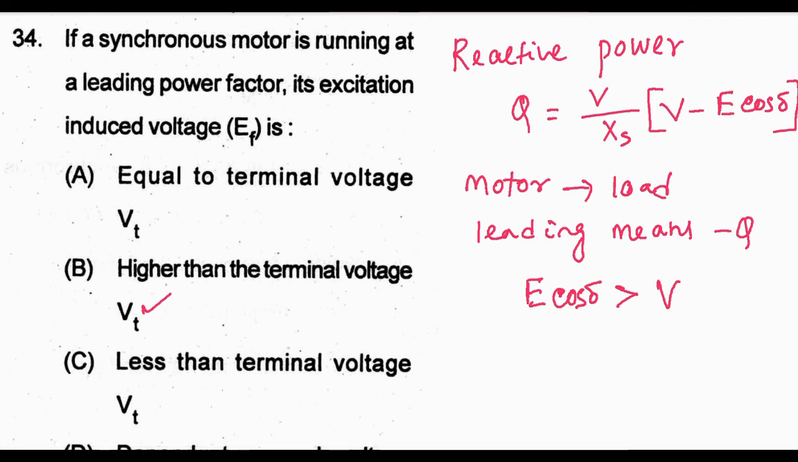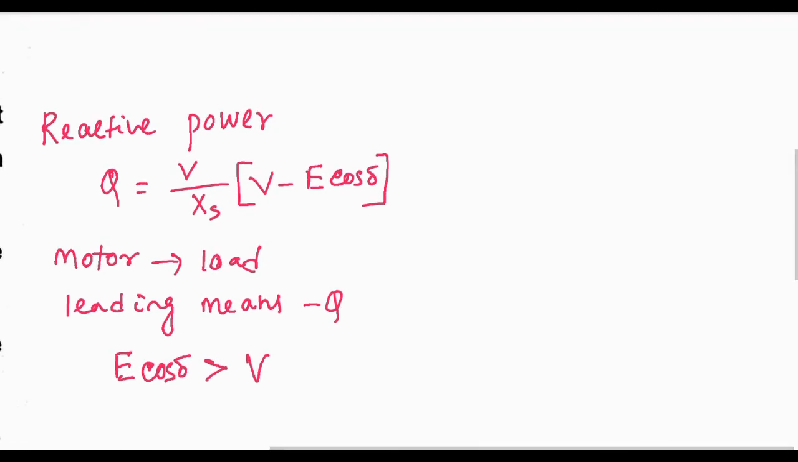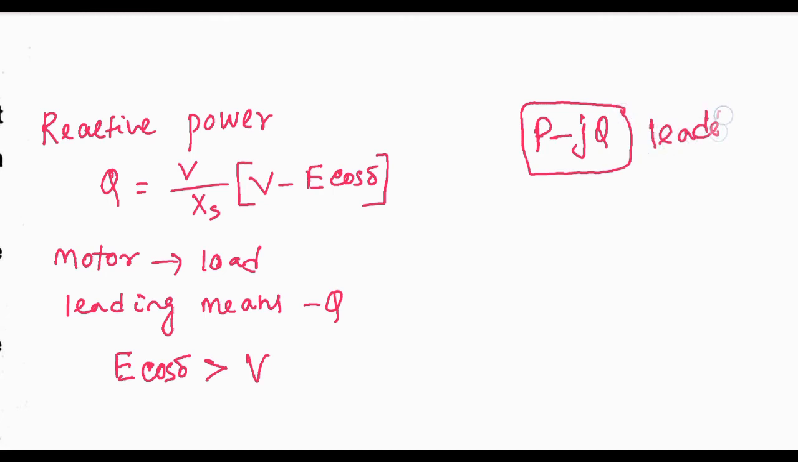A synchronous motor is running at a leading power factor. Its excitation induced voltage EF is. So here given that leading power factor, synchronous motor means this is a load, and load is leading means Q is negative. Load is leading means Q is negative, P minus jQ. This is leading load, just like a capacitor.